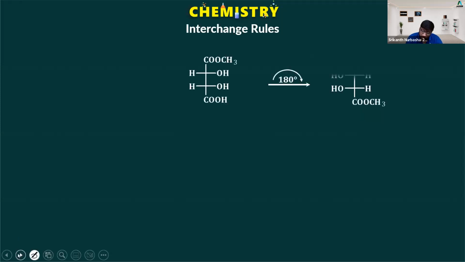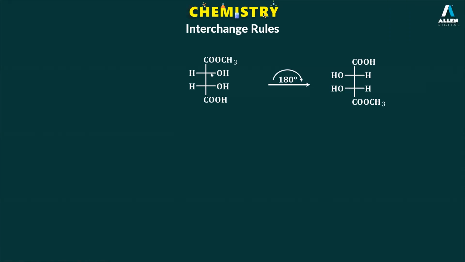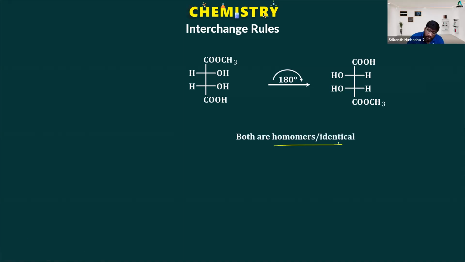What are these compounds? COOCH3, CHOH, CHOH, COH. I have rotated by 180 degree, then I got COH above, OH are now going to be on the left side, H will be on the right side, COOCH3 will be on the bottom. So if I rotate by 180 degree, same configuration will be present or not? Yes, sir. Same configuration present means they are again both homomers or identical. Is everything clear, students, so far? Yes, sir. So this is how you can give the interchange or exchange rules in the Fisher projection.